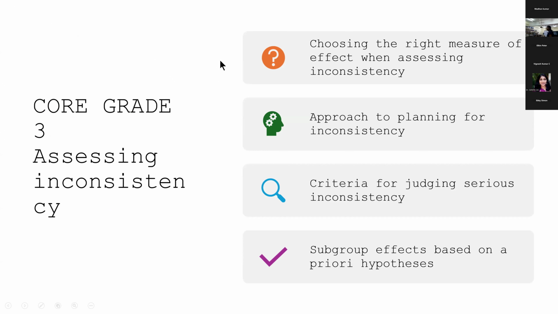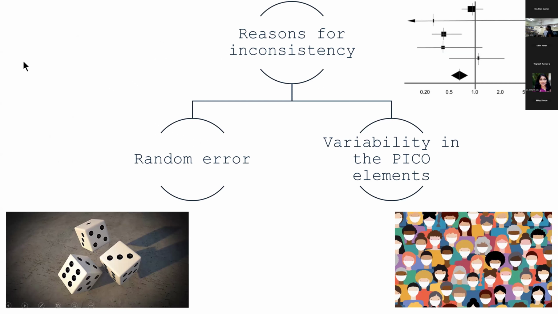Okay, so now we finished the first part. That is choosing the right measure of effect when assessing inconsistency. Now let's move on to the planning for inconsistency. Now look at this picture. You see that all the study results are quite different. This study shows no difference. This one shows a good reduction in your outcome. This one is actually on the other end.